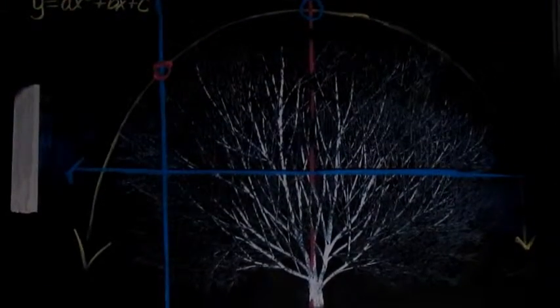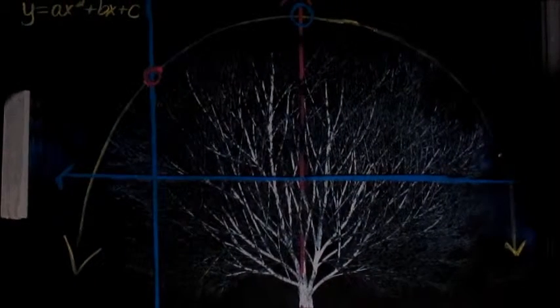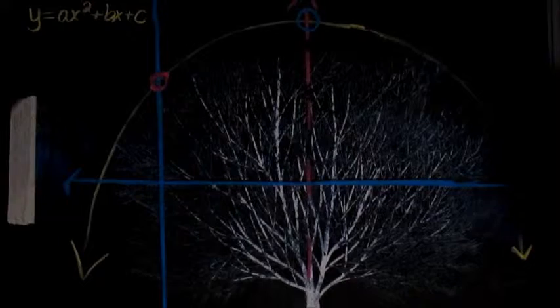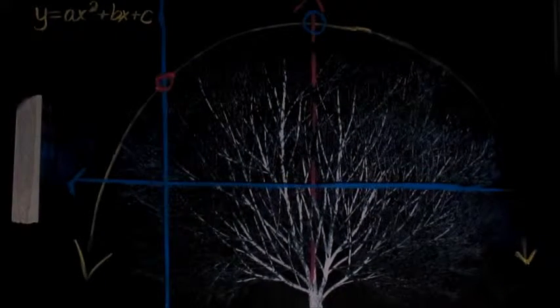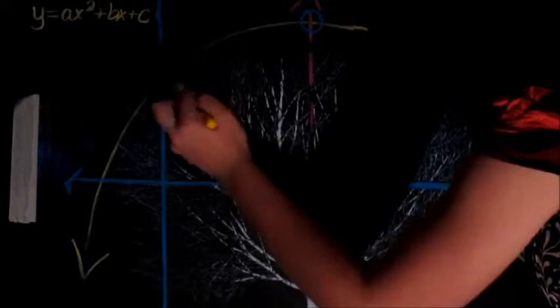The blue lines represent the original grid. As you can see, the parabola does not always have to be in the center of the x and y axes. To find the point of intersection between the parabola and the y-axis, you can use the coordinates (0, c).